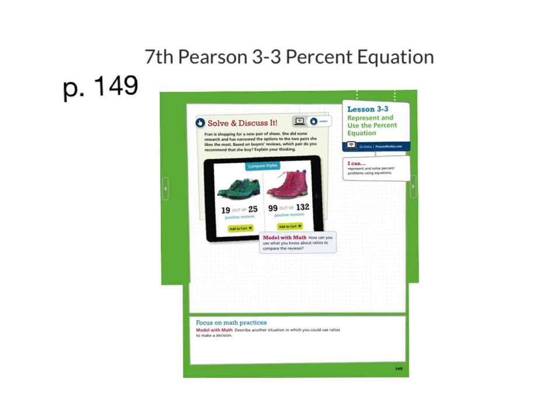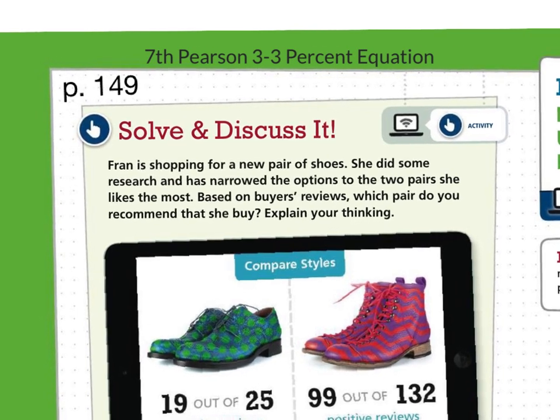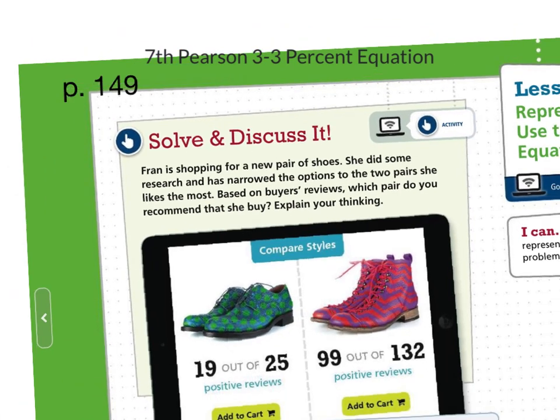Page 149, lesson 3.3 is on the percent equation. So if you look on 149, Fran is shopping for a new pair of shoes. She did some research and has narrowed the options to the two pairs she likes the most. Based on buyers' reviews, which pair do you recommend that she buy, and explain your thinking?